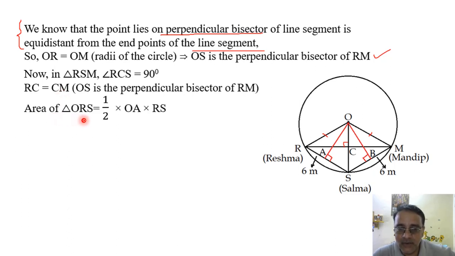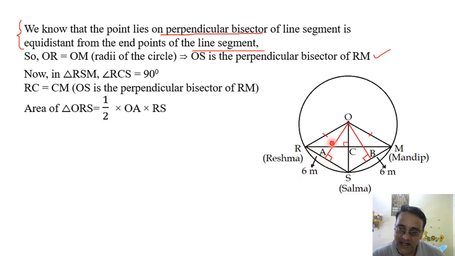Now area of triangle ORS. I am taking RS as the base, right? So OA is the altitude. Clear है? Yes, sir. Now what is the value of OA? Already we got OA is 4. हम लोग को पिछले स्लाइड में मिला था ना, OA is equal to 4. And what is the value of RS? 6. Right.